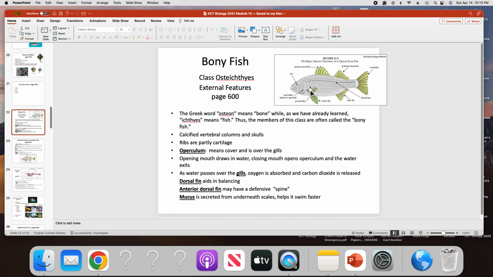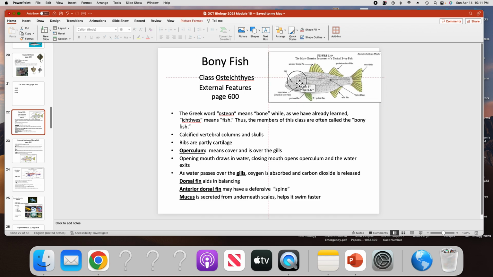They have this covering here over their gills. It's called the operculum, and this covering opens and closes as the mouth opens and closes. So when the mouth opens, it will draw in water, and then when the mouth closes, this operculum opens and the water exits. As the water passes over the gills in the fish, oxygen that's in the water is absorbed and carbon dioxide is released.